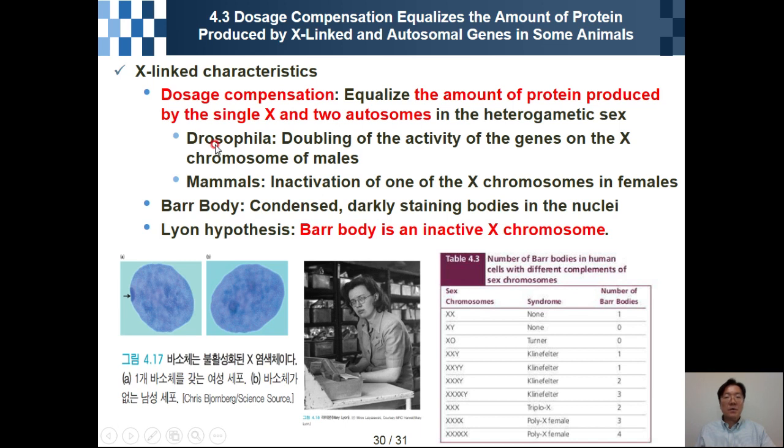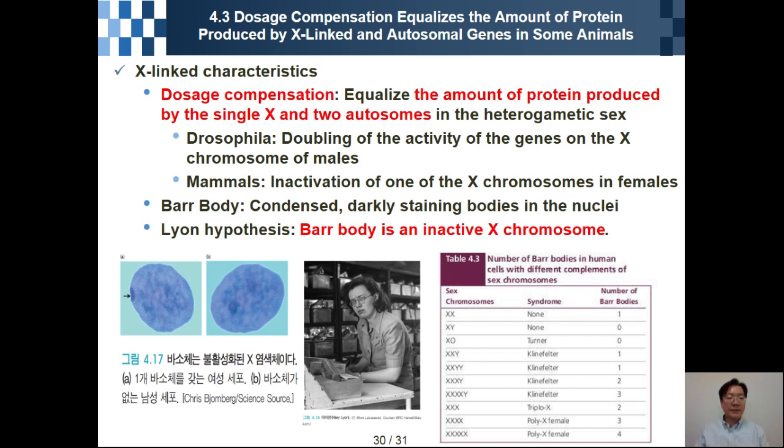For example, in Drosophila, the male is X and Y. So in Drosophila, they double the activity of genes on the X chromosome in males because they only have one X. So Drosophila doubles the activity of one X chromosome, which means the one X chromosome functions as 2X.